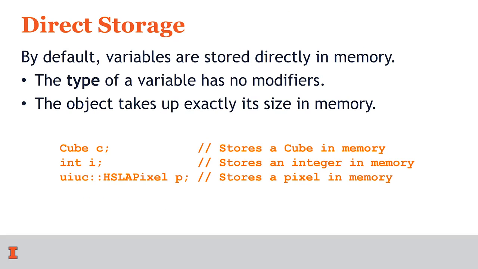As we learned, by default, all of the variables are directly stored in memory. When we have direct storage in memory, the type of the variable has absolutely no modifier. And the object size in memory is exactly the size it takes up to store. For example, we saw mini cubes. These cubes we talked about being stored in stack memory. We've talked about mini integers. And we've talked about specialized classes like an HSL pixel you see in the assignments.